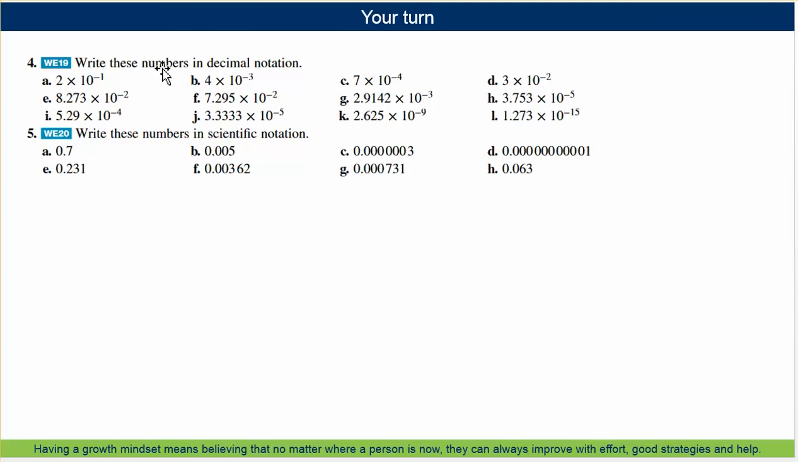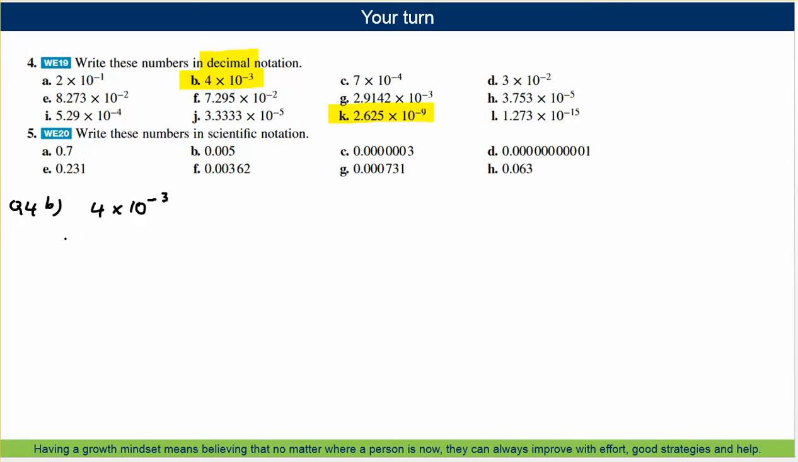So here we've got some very small numbers, and we're asked to write these numbers in decimal notation. So we'll just start with, I'll just pick a few. Let's say I'll do B, and I might do K. So question 4B, I write down the question.